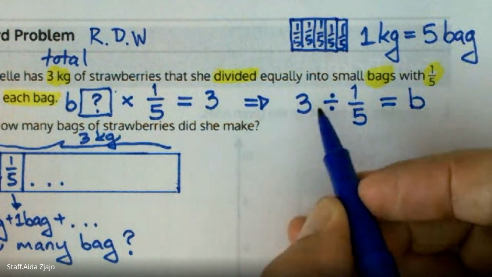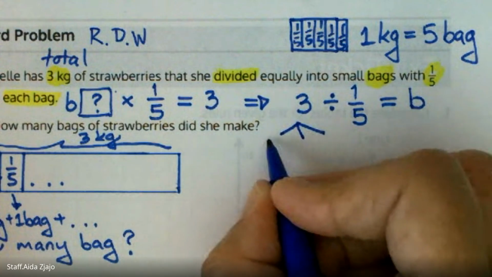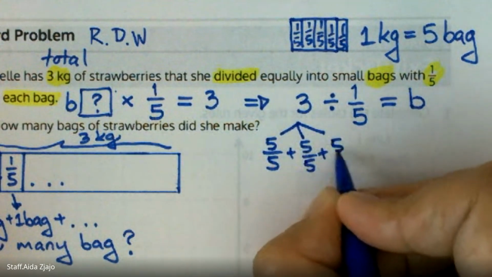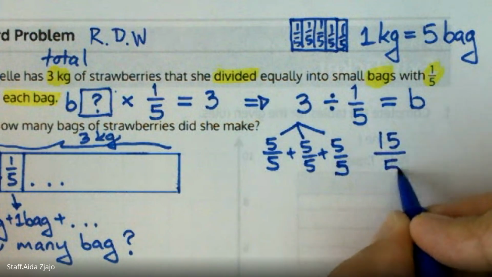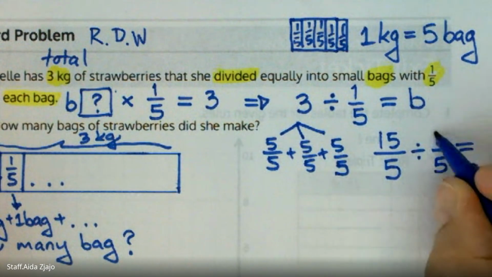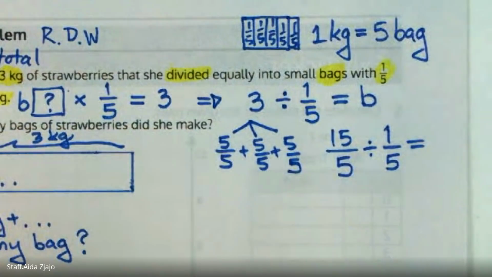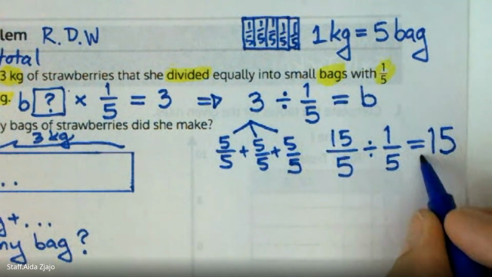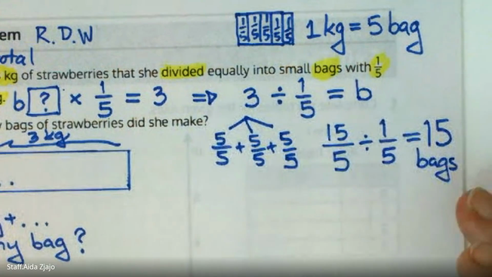So if you think about this, I can also see that 5/5 plus 5/5 plus 5/5 will make 15/5. 15/5 divided into groups of 1/5 gives you an answer of 15 bags. Okay, that's one way of seeing it.